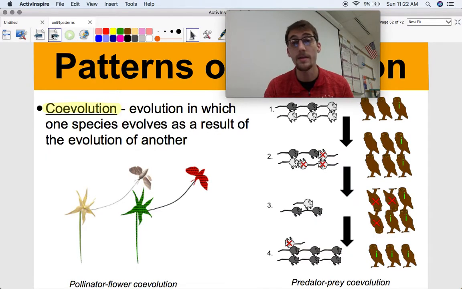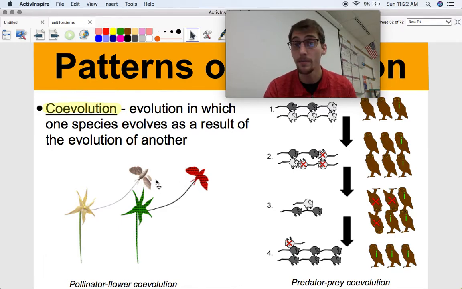Okay, and then our third pattern of evolution that we're talking about here is called coevolution. Co means together. If you're cooperating, you're working together. And coevolution is evolution where one species evolves as a result of the evolution of another. Okay, the perfect example of this are pollinators and flowers, right? They have evolved to adapt to each other over time through generations and generations.